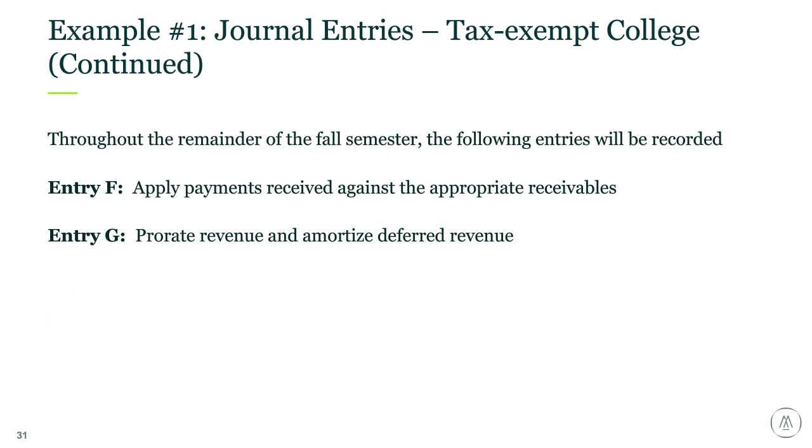Throughout the remainder of the fall semester, the following entries will be recorded. Continue to apply payments received against the appropriate receivables and prorate revenue and amortize the deferred revenue. You will note that these entries potentially will not have a significant impact on your fiscal year end, but would impact any interim reporting throughout the semester or quarter.